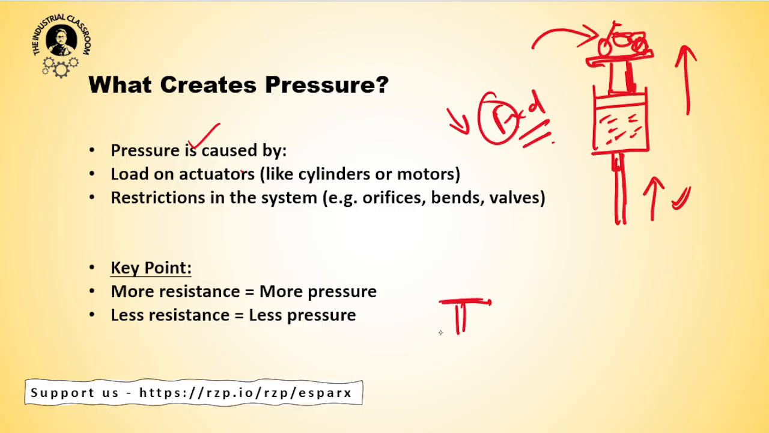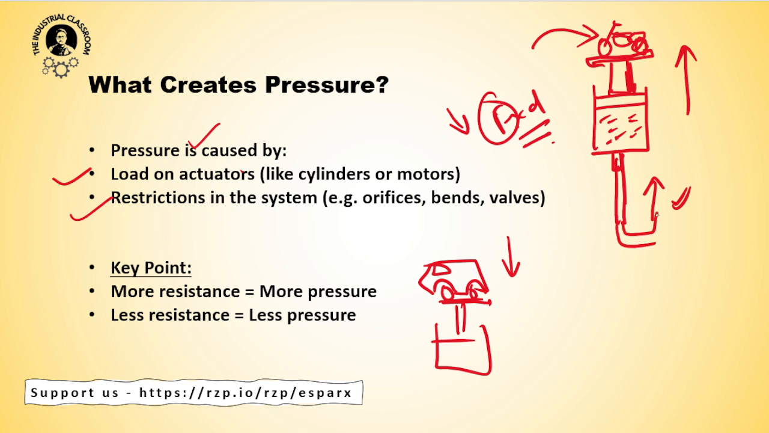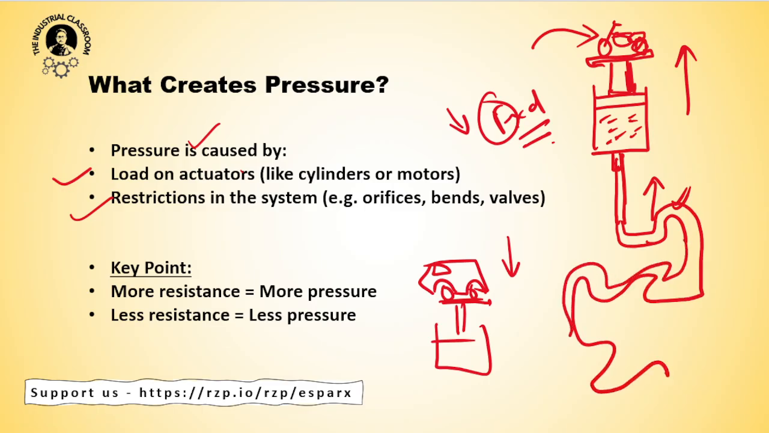Next, with the same arrangement, if I am lifting a car here, the pressure will increase because the load will increase. So the load on actuator determines the pressure. Second, restriction in the system, how many bends are there, how many valves are there, these all provide resistance to the flow. So if there are several bends in the pipe which I have provided, the flow will decrease. Remember, the flow will decrease but the pressure inside the system will increase.